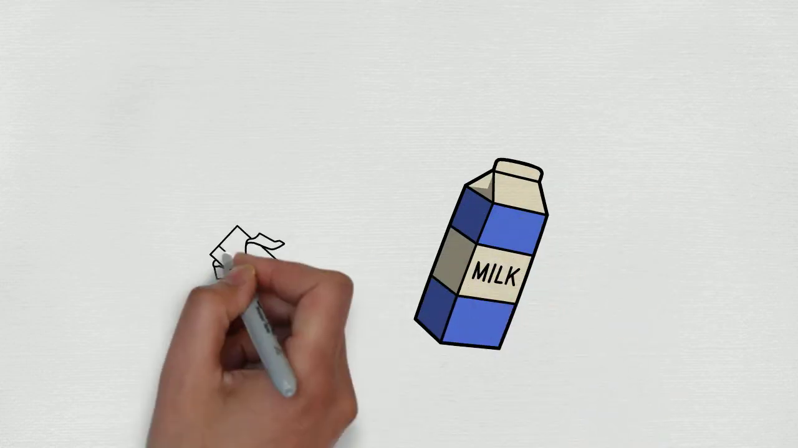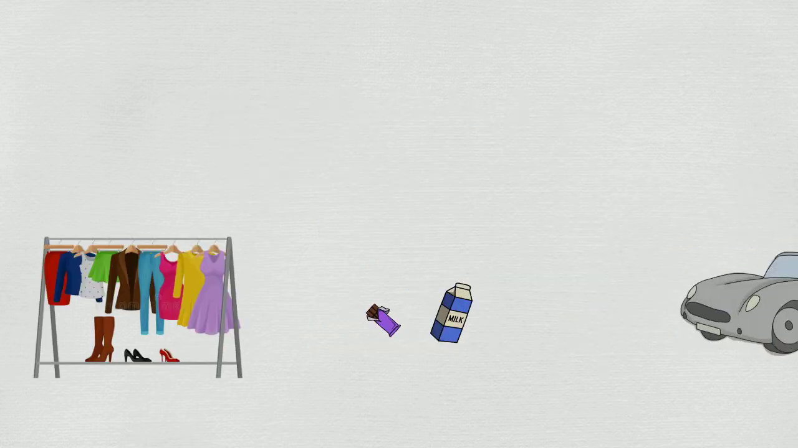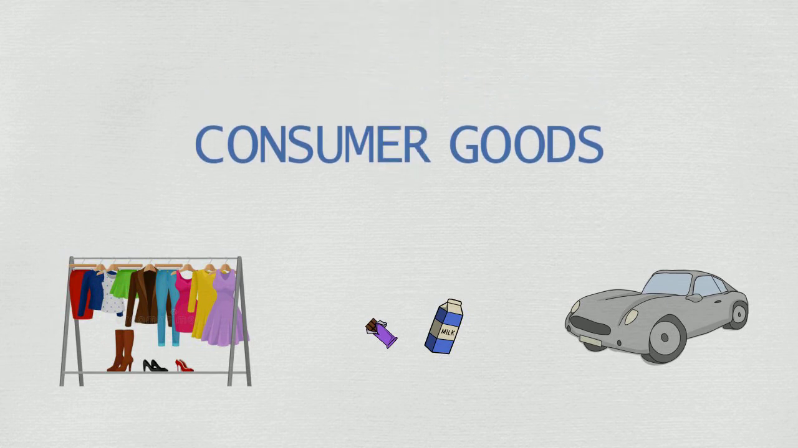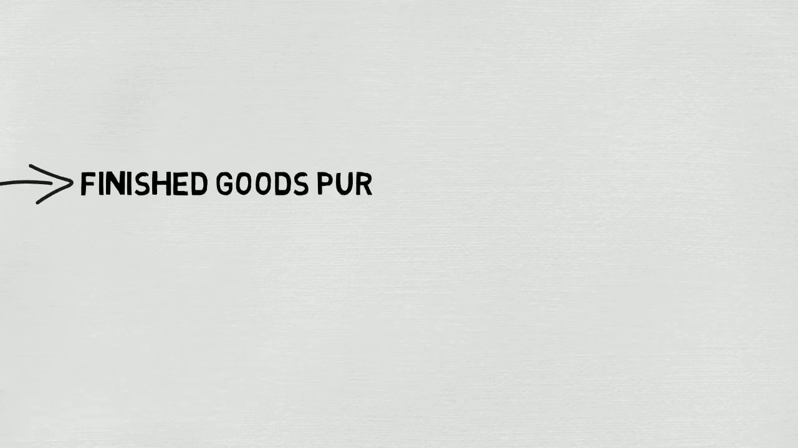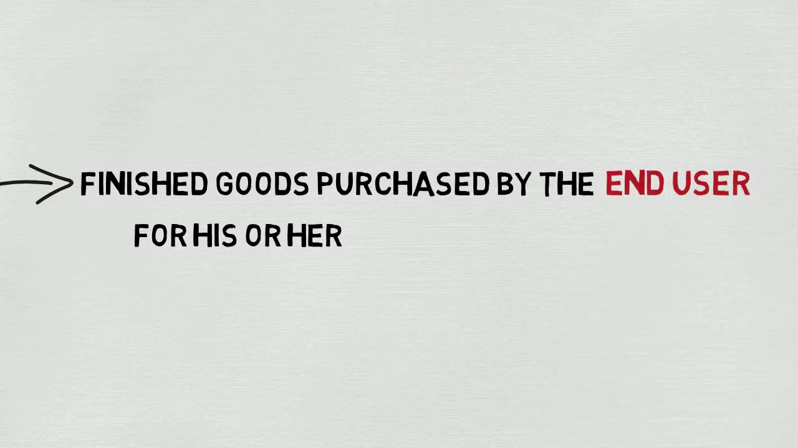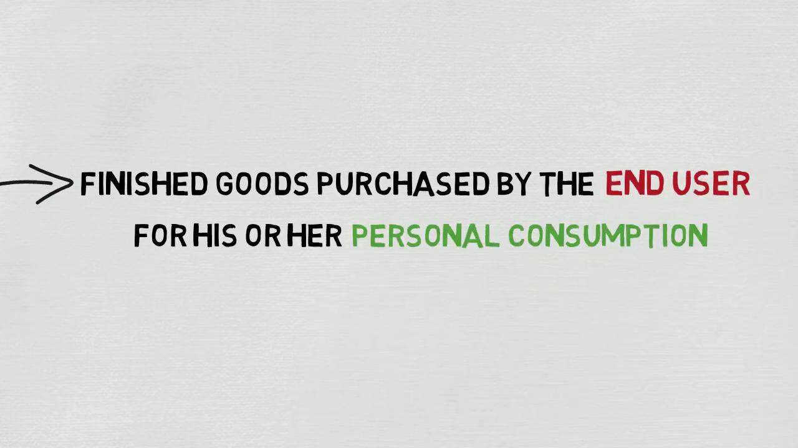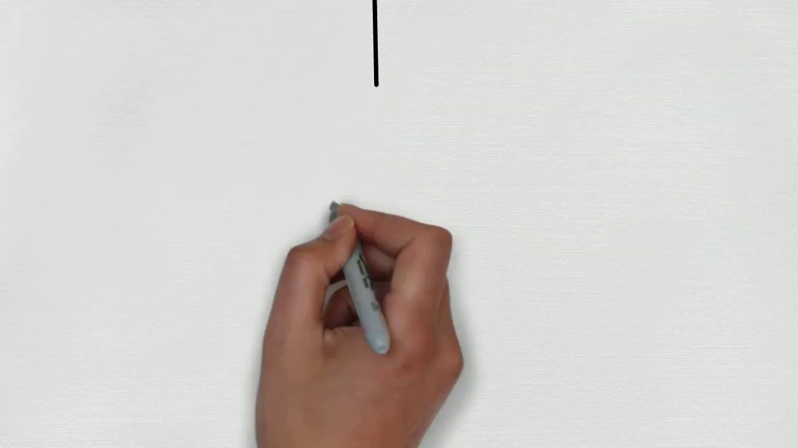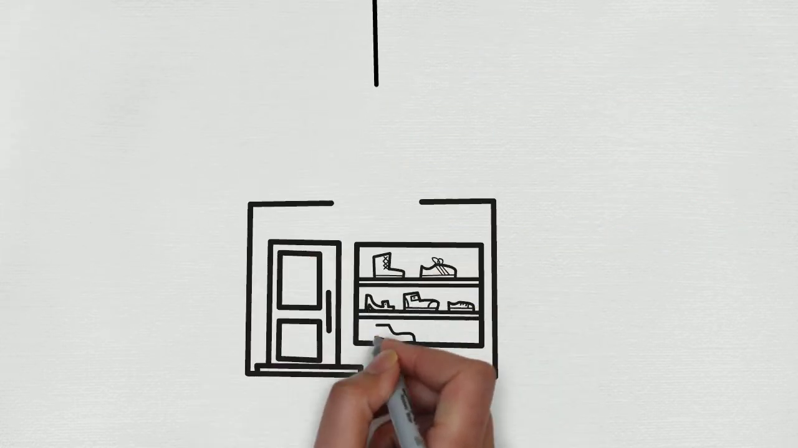Milk, chocolates, clothes, and even cars are some examples of consumer goods. So, consumer goods are final goods which are purchased by the end user for his or her personal consumption. In simple words, these are goods that you will find stocked up on the store shelves.